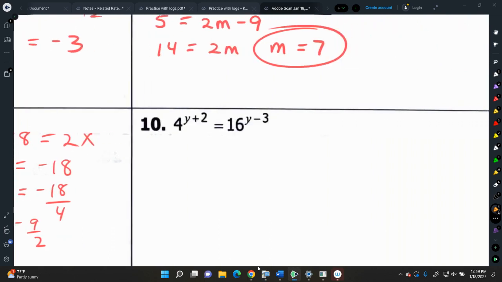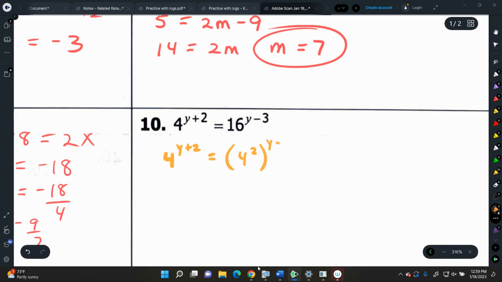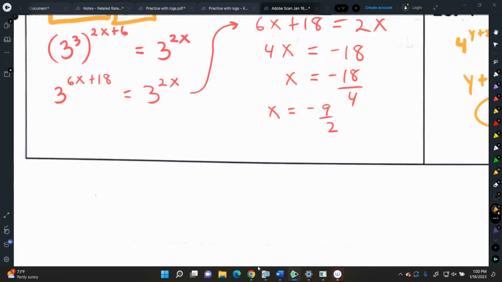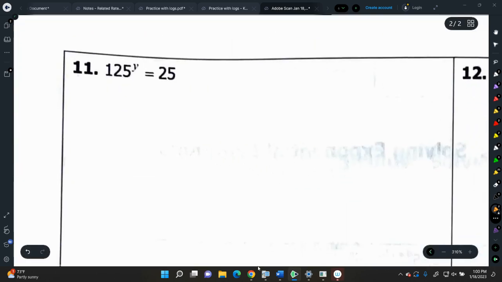Okay, number 10. See, we've got 4 to the y plus 2 equals, now 16 we're going to write as 4 squared, and that whole thing is raised to the y minus 3. So we have y plus 2 equals 2y minus 6. Adding 6 to both sides, we get 8. Subtracting y, we get y equals 8. We good? Yes, we're even. How are we doing? Fine. Are we happy? Is everybody happy?